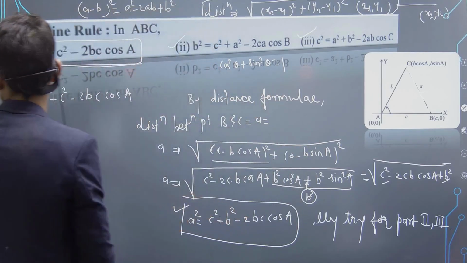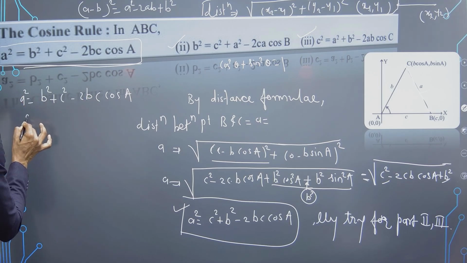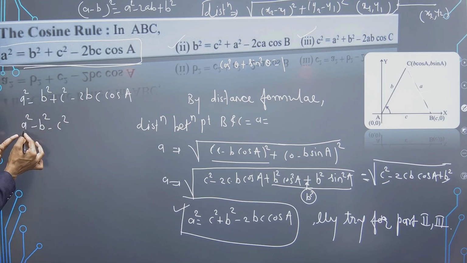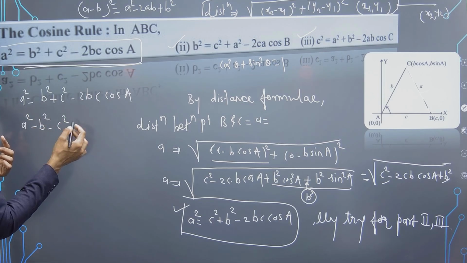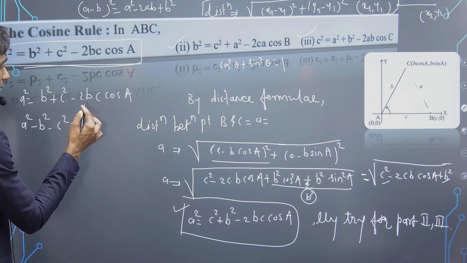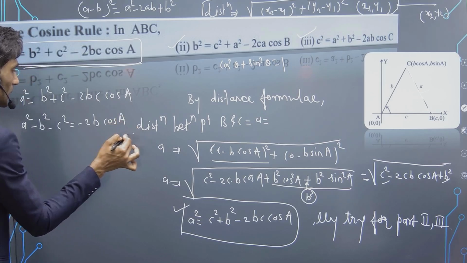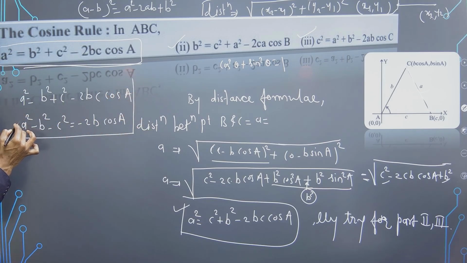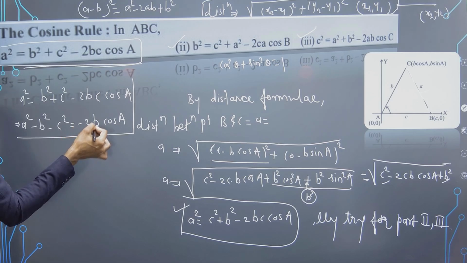For finding cos a, take the remaining terms to the other side. So we'll get a square minus b square minus c square. Keep a square as positive, b square as negative b square, c square as negative c square, which is equal to negative twice of bc cos a. So here we have the next part of this calculation: a square as it is, negative b square, negative c square is equal to negative twice of bc cos a.